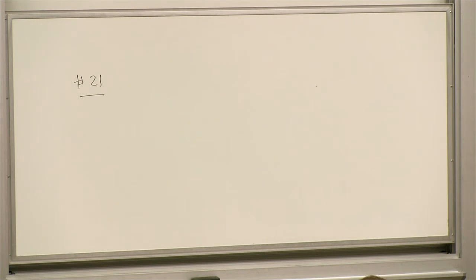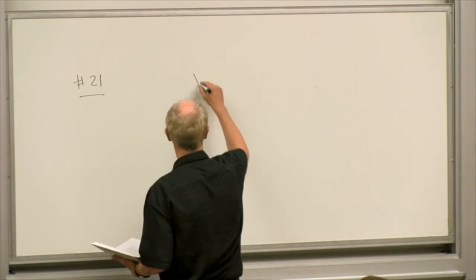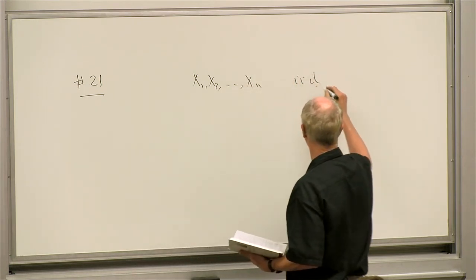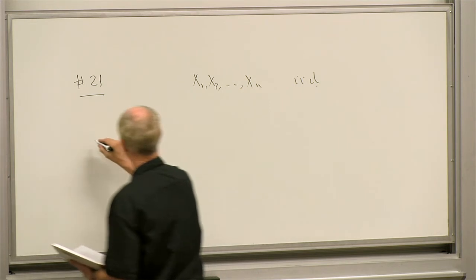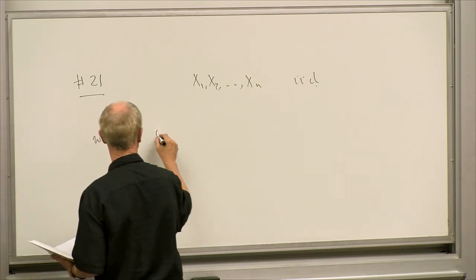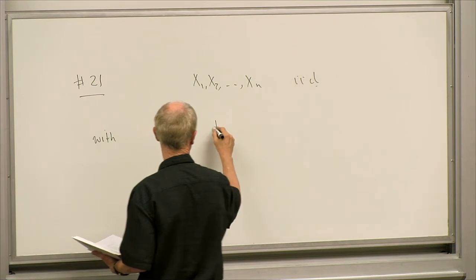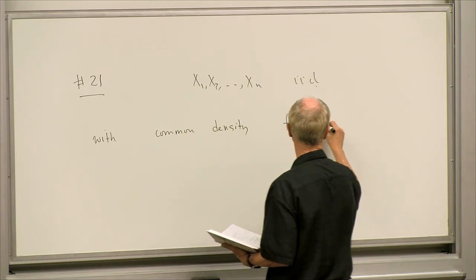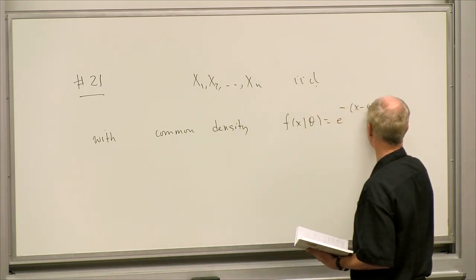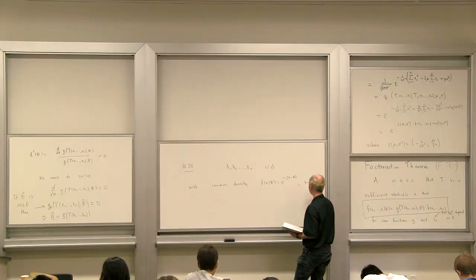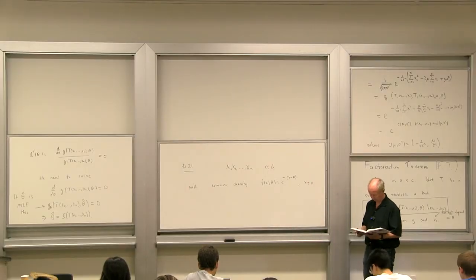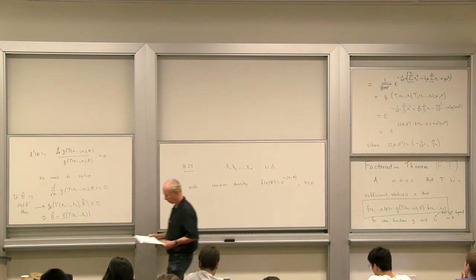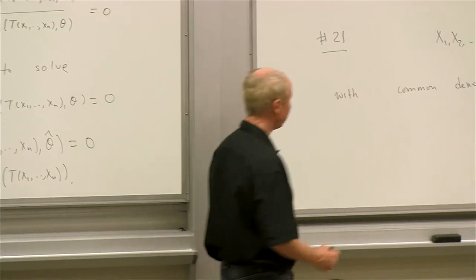Okay, here x1 through xn are IID, with common density function f of x given theta equal e to the minus (x minus theta), where x is bigger than or equal to theta, and 0, of course, when x is less than theta. Okay, so what's the expected value of x?